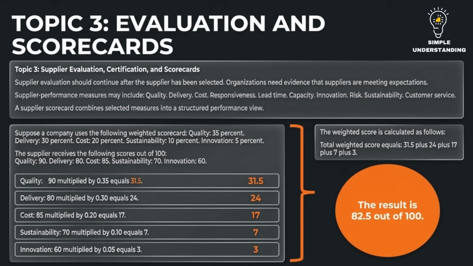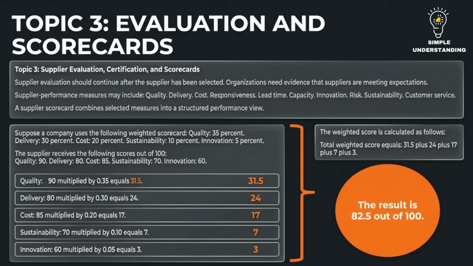Supplier evaluation should continue after the supplier has been selected. Organizations need evidence that suppliers are meeting expectations. Supplier performance measures may include quality, delivery, cost, responsiveness, lead time, capacity, innovation, risk, sustainability, customer service. A supplier scorecard combines selected measures into a structured performance view.